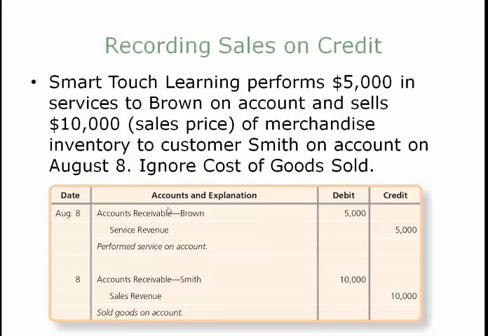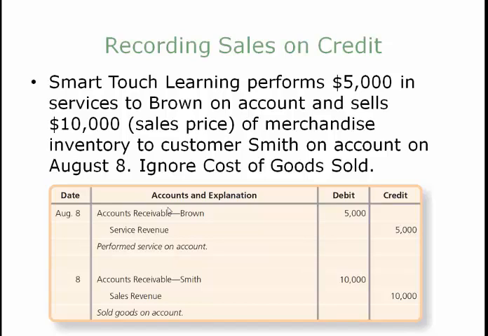How do we do a sale on credit? Well, we're going to talk about that, but what we're going to do here is we're not going to look specifically at sales with a cost of sales. And you notice here you have two different sales on credit. You have accounts receivable Brown and service revenue, and you have accounts receivable Smith and sales revenue. So they made two sales.